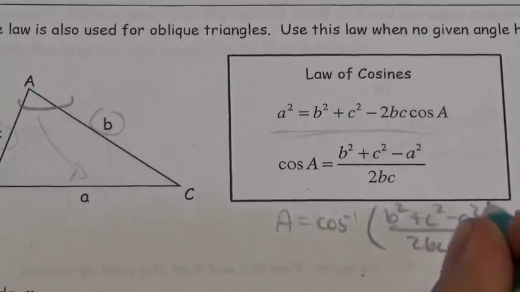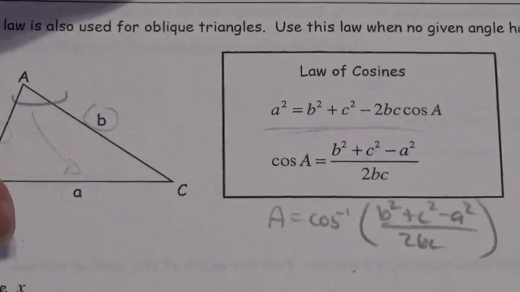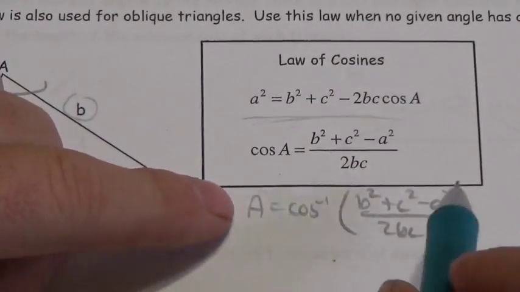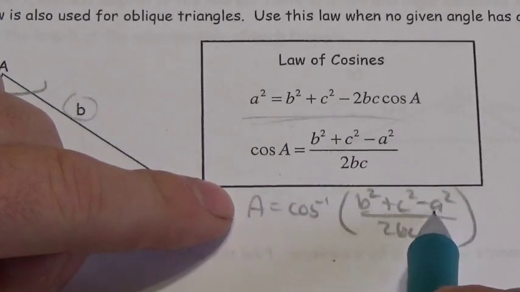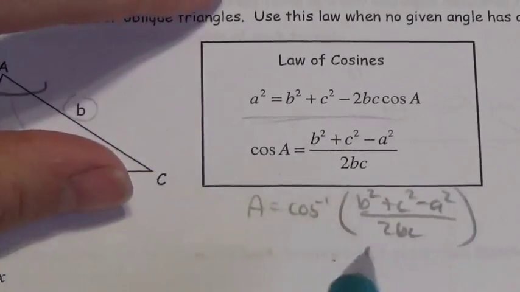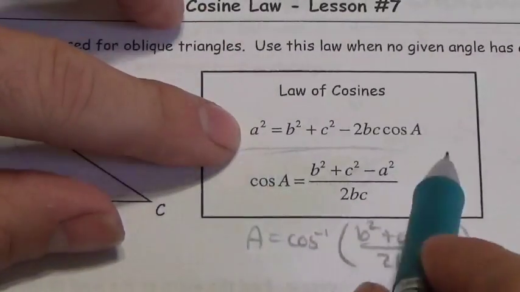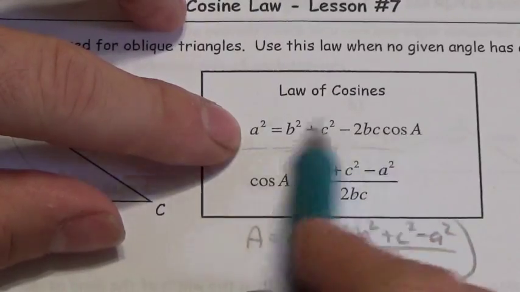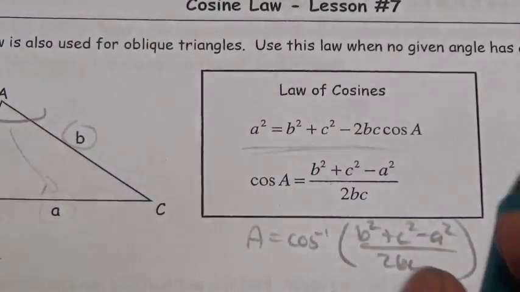Now, it's important to notice that if you're looking for angle A, then up in the numerator you're going to subtract little a squared. If you're looking for side a, then you've got to use the cosine of A, the angle opposite it, up here in this law of cosines.